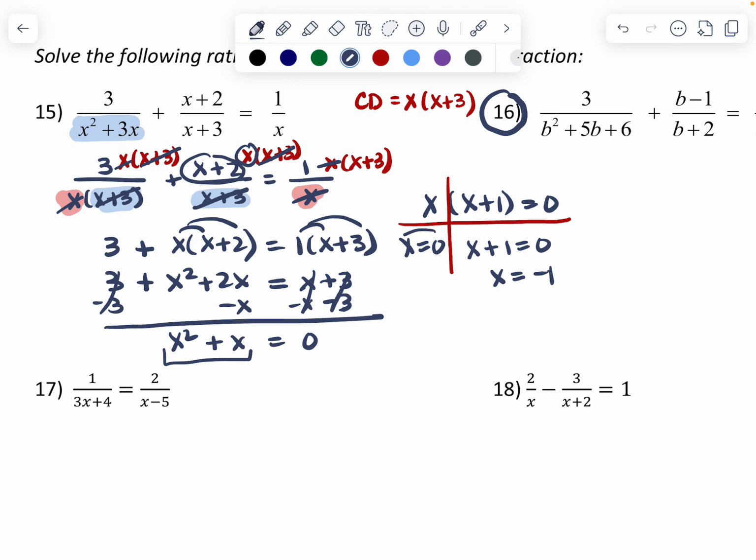Now, you guys, look, before you get all excited and go, there's my answers, I'm done. Okay, be careful. Make sure that those answers actually work. Can x equal 0?